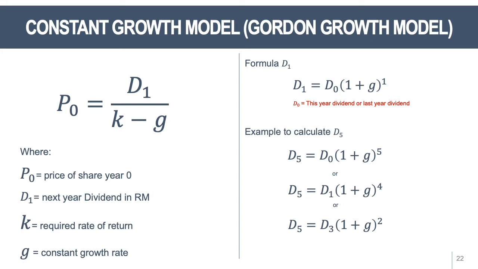Okay, so for this formula, if you want to play around with it, for example, to calculate D5, let's say the question asks you to calculate what is the dividend payment for year 5. So you can use D5 equal to D0 times (1 plus G) to the power of 5, or you can use the formula D5 equal to D1 times (1 plus G) to the power of 4, or you can use the formula D5 equal to D3 times (1 plus G) to the power of 2.